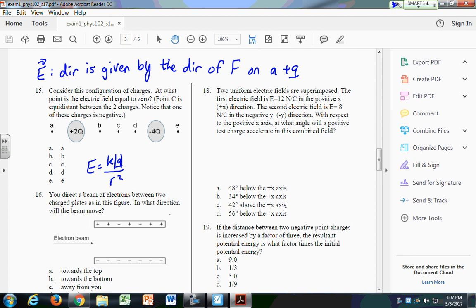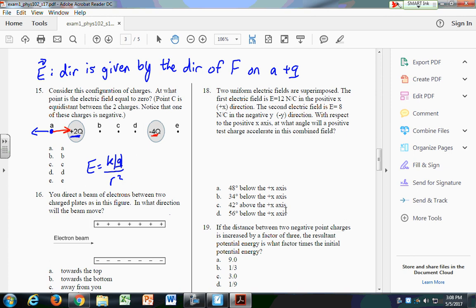Right, so if I imagine that there's a positive particle here, the force due to this charge is going to be in this direction, and the force due to this charge is going to be in this direction. Let me go back and say that. If I put a positive charge here, it's going to repel from this plus 2q charge, because two positive charges repel one another. It's going to attract towards this minus 4q charge, because positive and negative attract.